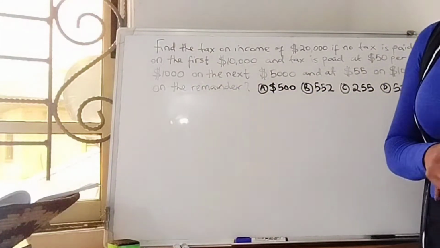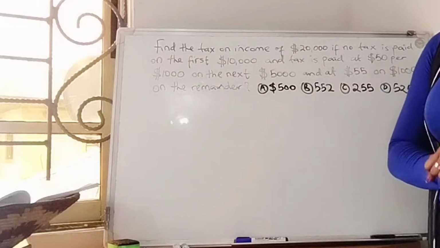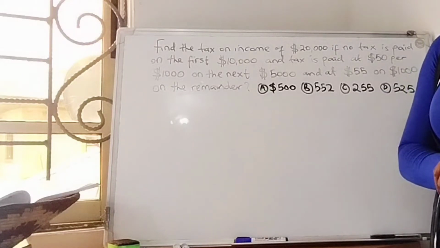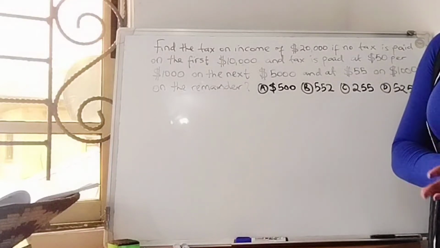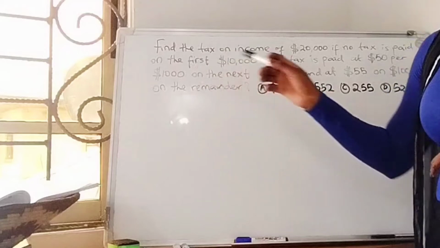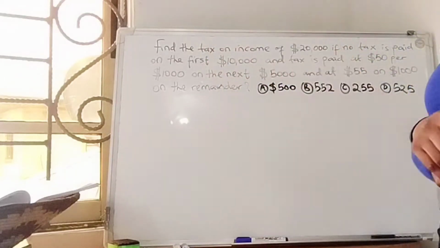Now, in answering a question, it's very key that you understand what the question is all about and know exactly what it's talking about. Just assume you're playing a game of chess. The aim of playing that game of chess is to try and get the king of your opponent. Let's assume this is a game, right? And then our target is to find the tax on income of this amount, all right?